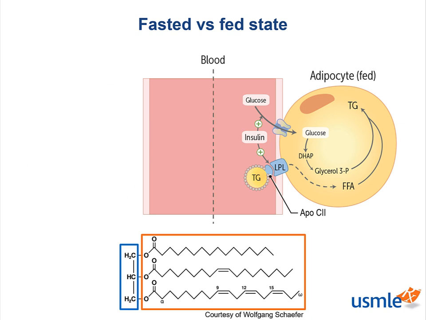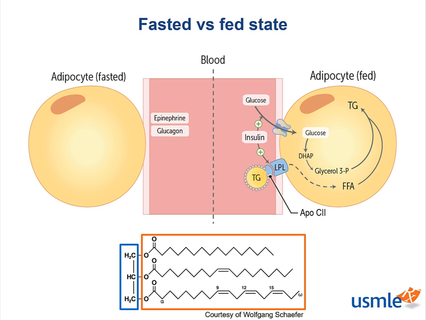Let's look at another adipocyte, but this time in the fasted state. Remember, the fasted state starts hours after your last meal, and the body's priorities are to supply sufficient glucose to the brain and red blood cells, and to preserve protein. Can you remember which hormones stimulate the use of our fuel reserves? Yep, they are the hormones glucagon and epinephrine.